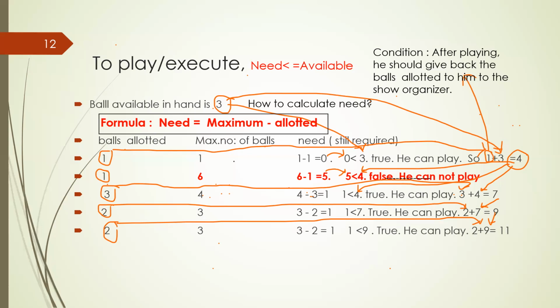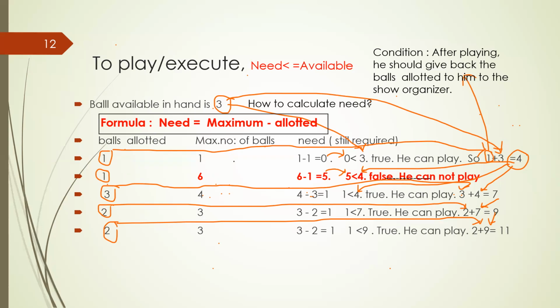Then after playing, what is the condition? After playing, he should give back the balls allotted to him to the show organizer. So how many balls allotted to magician? 1 ball, right? So he has to give back the ball to the show organizer. So first magician A gives back 1 ball to the show organizer. Organizer already has 3 balls. So 1 plus 3 equal to 4. So the number of balls available is 4.